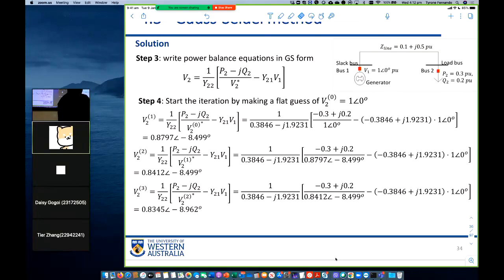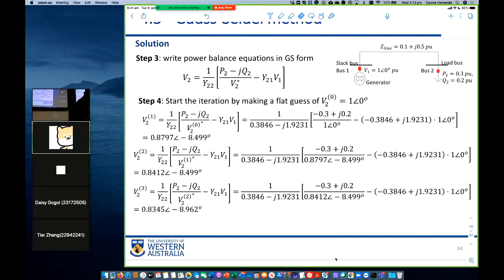Okay. So starting the iteration, we'll make a flat start. Our initial guess is that V2 in our first iteration has a magnitude of 1 and an angle of 0. That's it. We're just going to guess that. There are no other variables that we are looking to solve here, only V2, because V1 we already know.